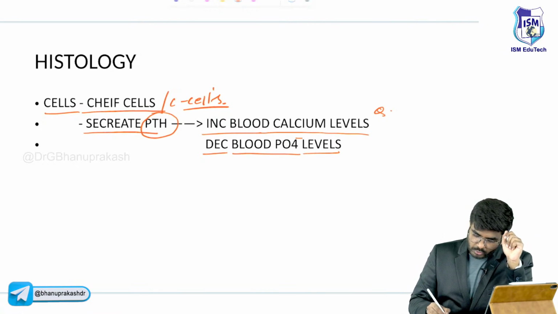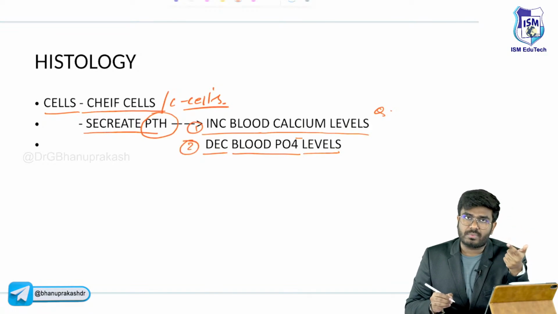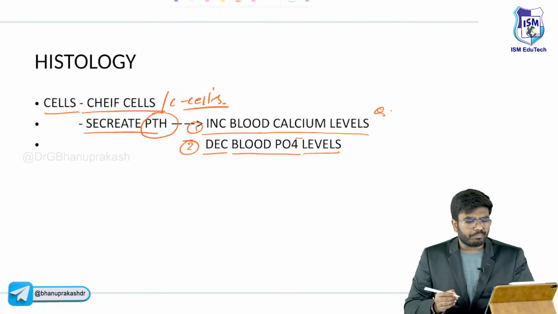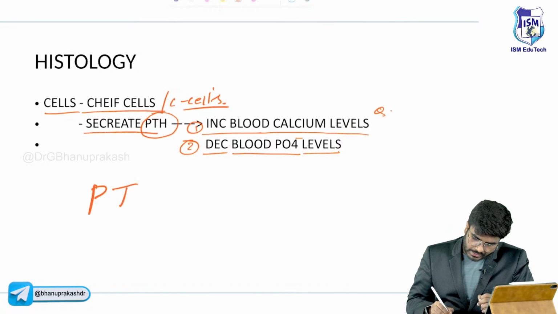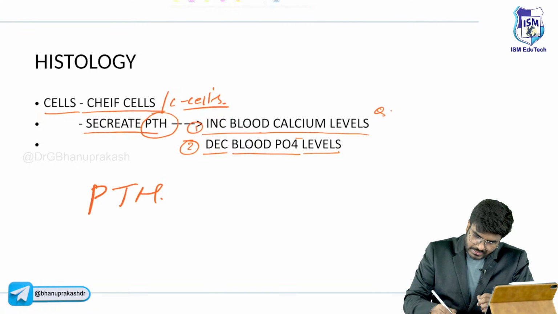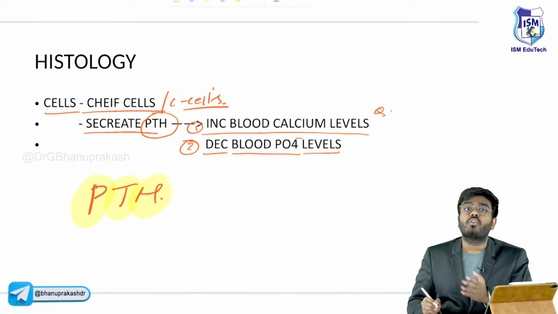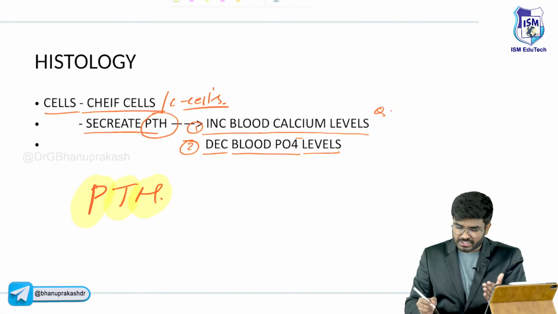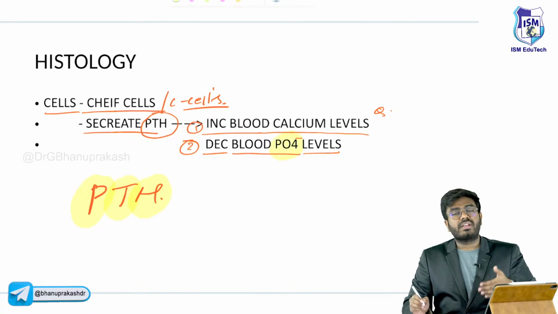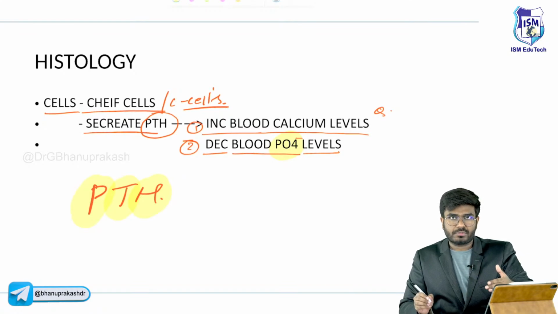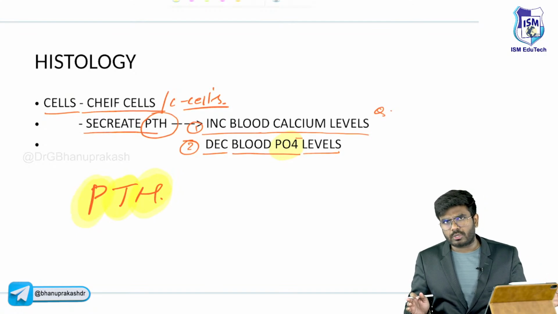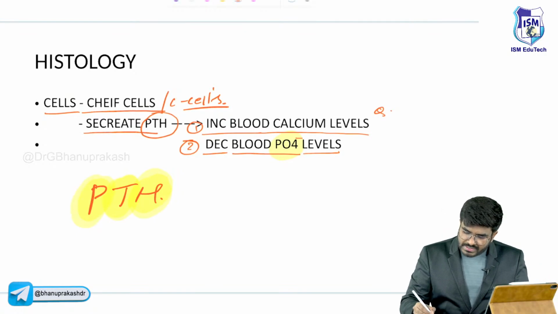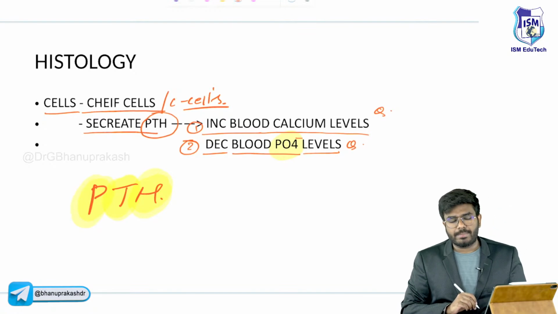So parathyroid hormone has 2 functions. Function number 1 is that it increases the blood calcium levels. How it does that, I will discuss. It will also decrease the phosphate levels. That's why I remember parathyroid hormone as the phosphate trashing hormone, keeping the phosphate in the trash. It decreases the phosphate levels in the body and excretes phosphates out of the body. It's just a mnemonic. What are the 2 functions? One is increasing the blood calcium levels and the other is decreasing the blood phosphate levels.